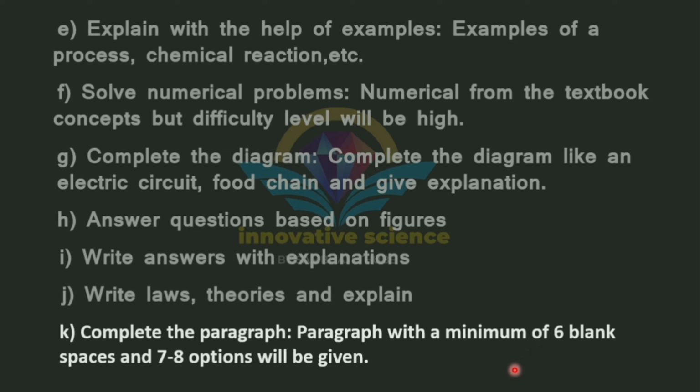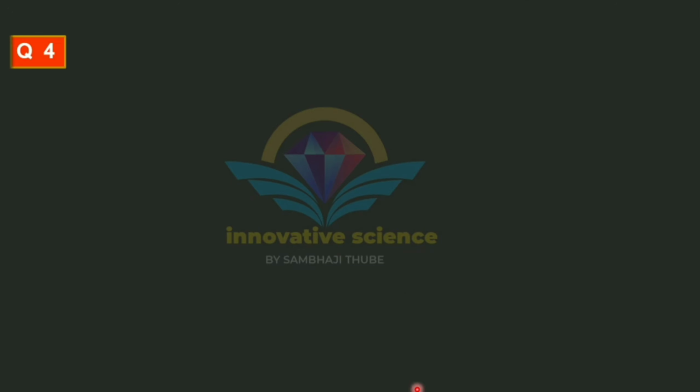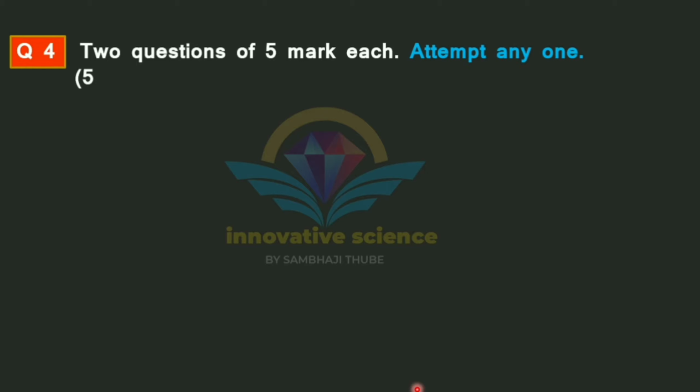The last question type is that you will be asked to explain or describe any law or principle. So this type of question can be asked in question number 3. Now let us move to question number 4. In this question, 2 sub questions are there. Each question contains 5 marks. You can attempt any one of them. So question number 4 will give you 5 marks.